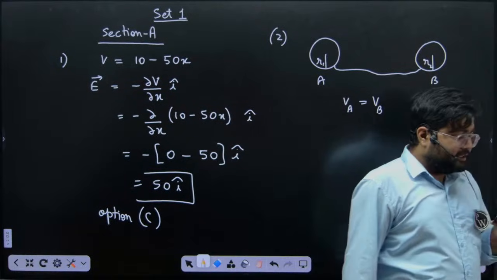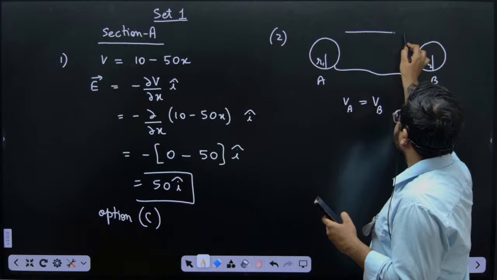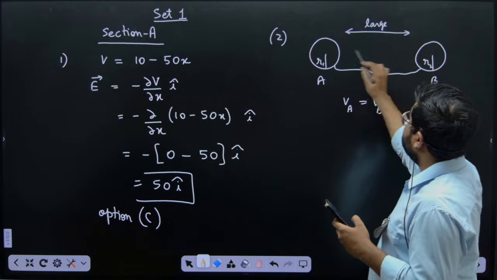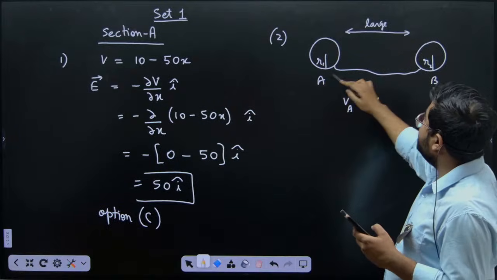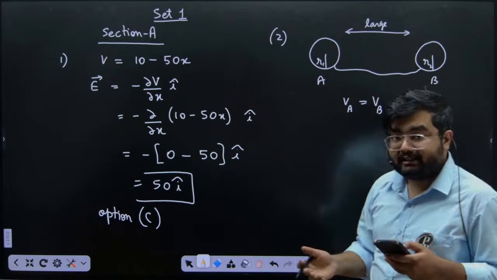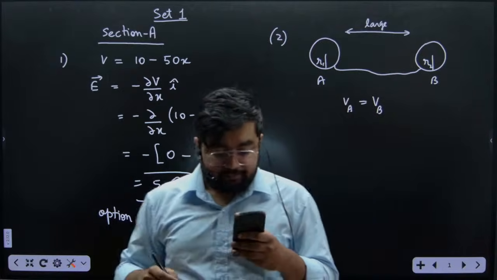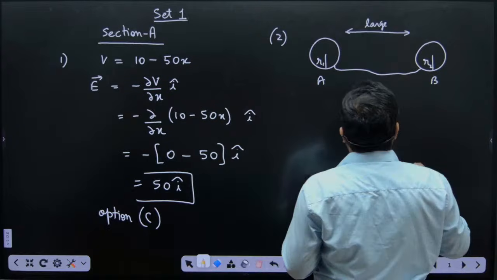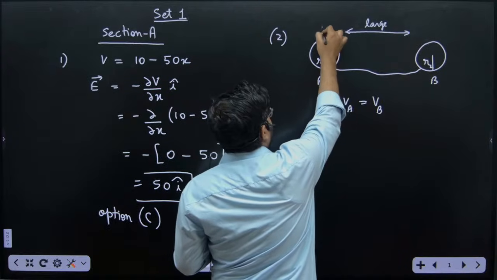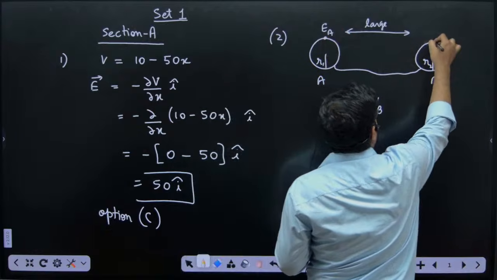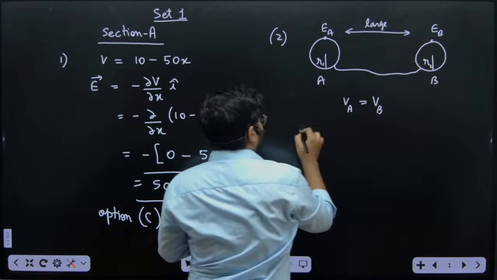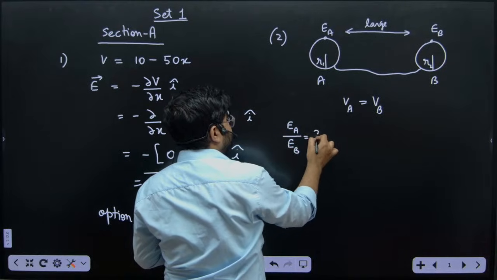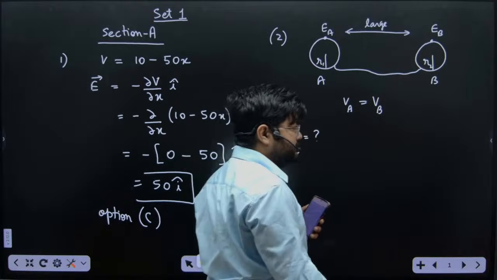And the distance between them is very large, so they will not create electric field at each other. The electric field created by A at the location of B can be neglected, and vice versa. Now the ratio of electric fields at the surfaces of spheres A and B: let me call the field at A as EA, and at B as EB. We have to find EA divided by EB.